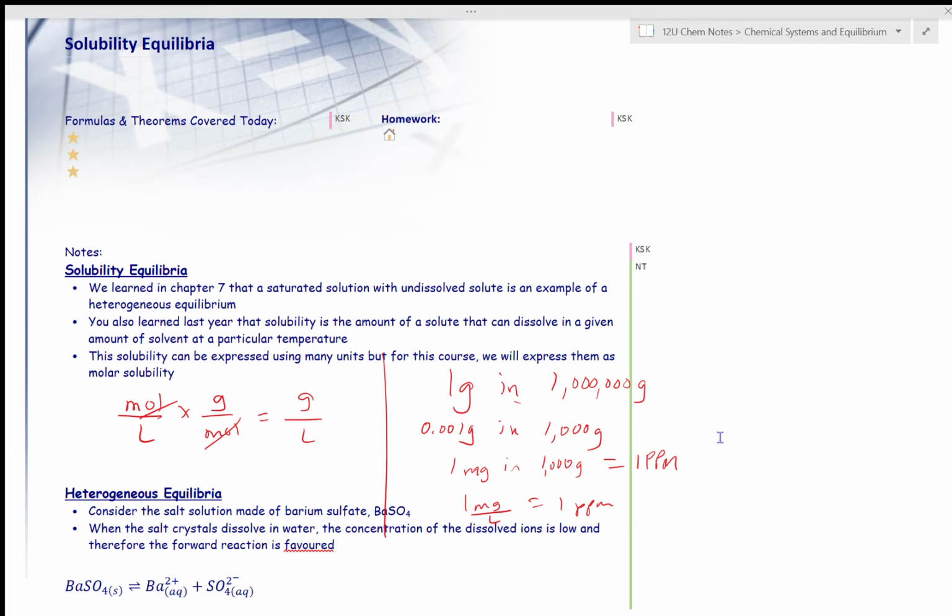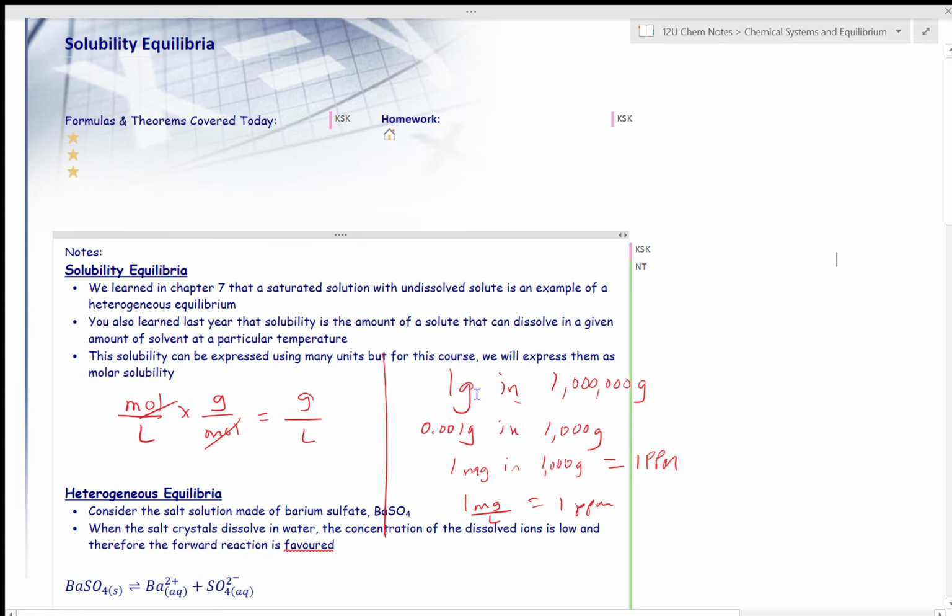And you've also learned last year in grade 11, when we talked about solutions and solubility, that the amount of solute that can dissolve in a given amount of solvent is what we call solubility. So solubility, when we look at it in terms of chemistry, can be expressed using many units. Most of the time we will use moles per liter, but sometimes we use other units, things like grams per liter. If you have really small concentrations, you can look at parts per million or parts per billion and whatnot. What a part per million is, what a part per billion is, is really simple. So here's a good way to remember it.